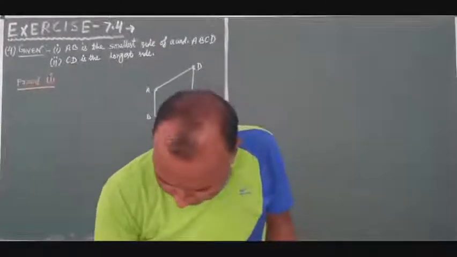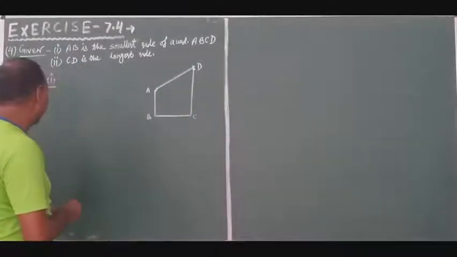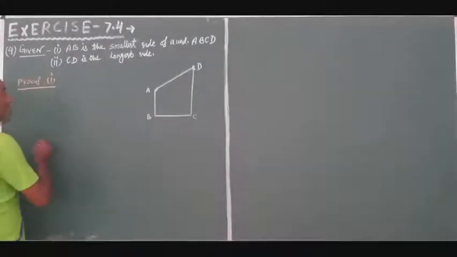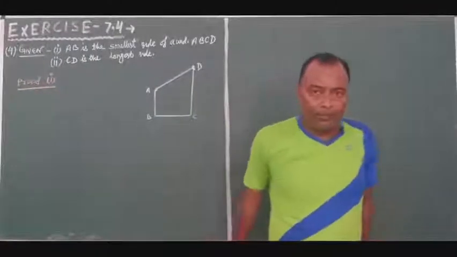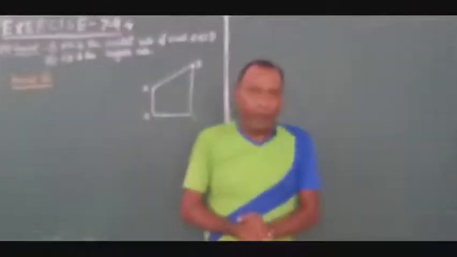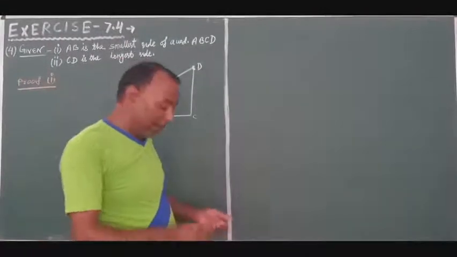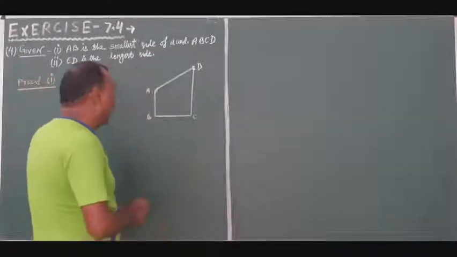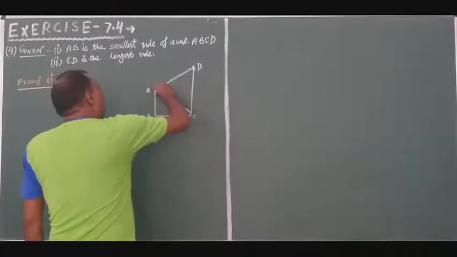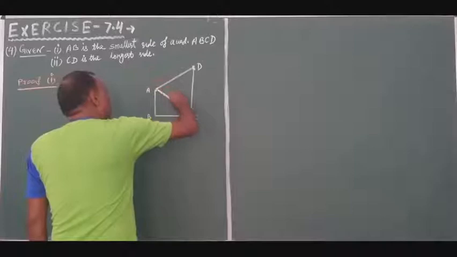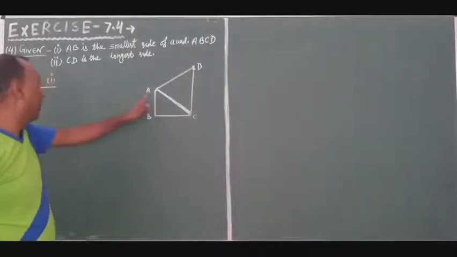You have to prove angle A is greater than angle C. This we have to prove. Their inequality we have to prove. The relation between angle A and angle C is what is asked. So we will join only that diagonal here first, AC, because we are asked the relation between angle A and angle C. So we will join that for the first part.